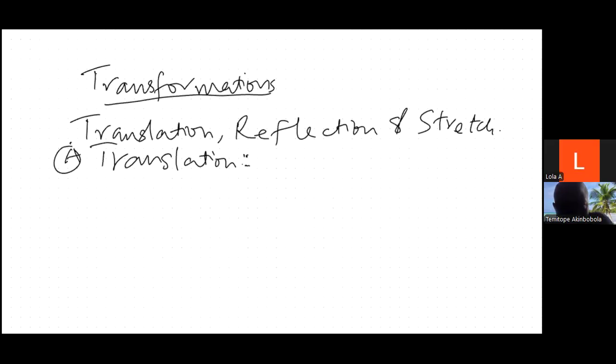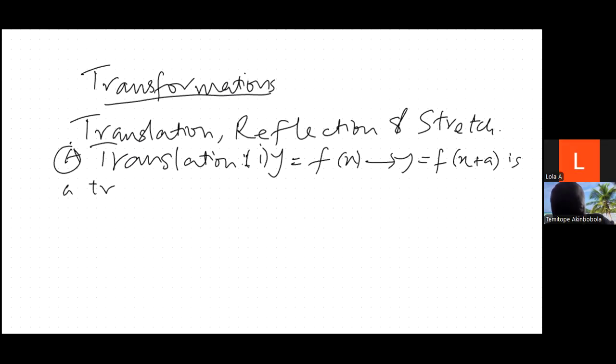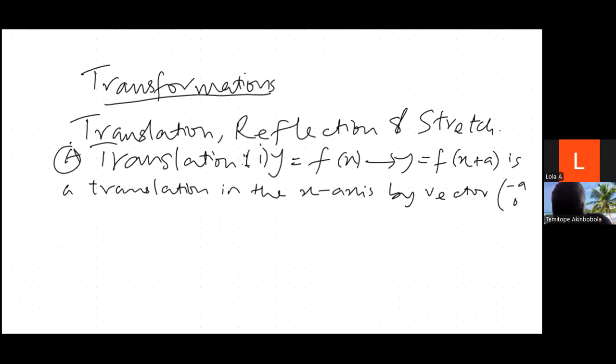Okay. So translation. I will just give the general form. Number one, y equals f of x transforms to y equals f of x plus a is a translation in the x-axis by vector minus a, 0. Now, what does that mean?